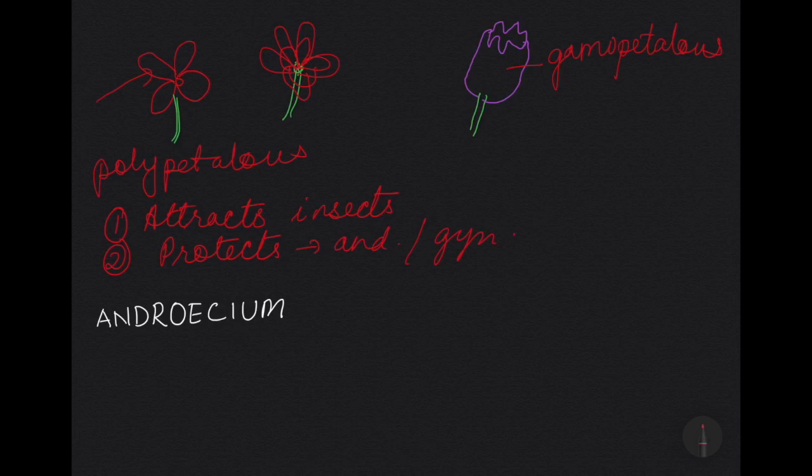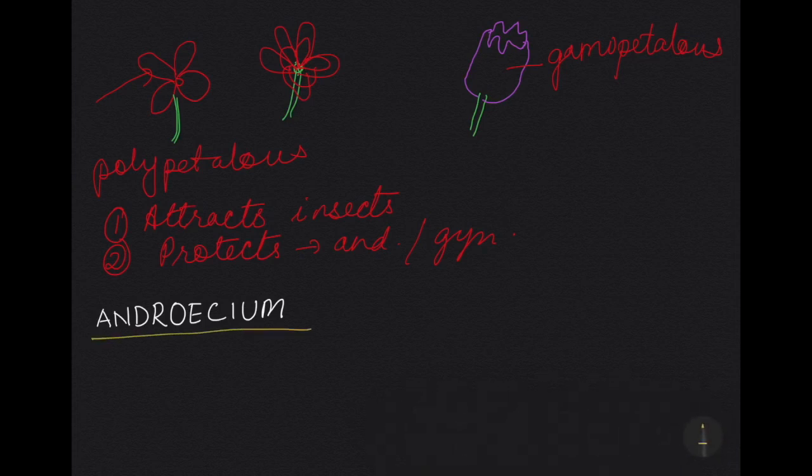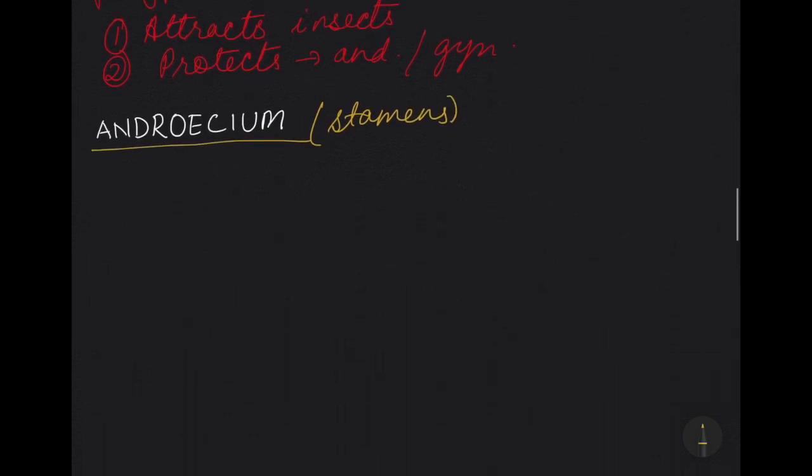Now moving on to androecium. Androecium are also known as stamens. And the stamen is the male part of the flower. The number of stamens is different in different flowers. In some there may be few, or in some there may be a large number of stamens. Okay, some will have 3, 4, some may even have 10, 20, 30 stamens.